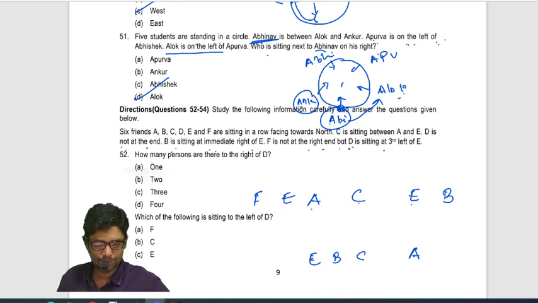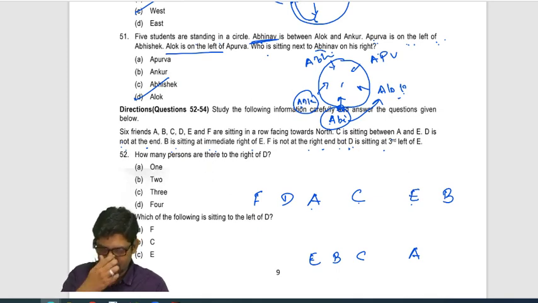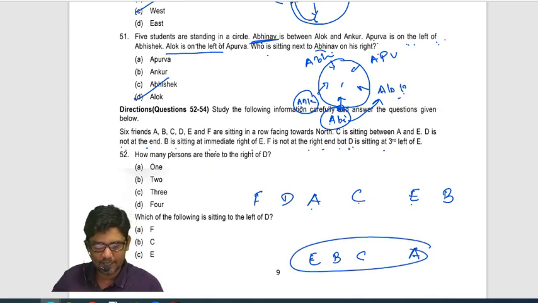Hello, hello. I think this is D. D is sitting to the third left. So definitely this arrangement is not possible. Only the first arrangement is correct. Okay, guys.